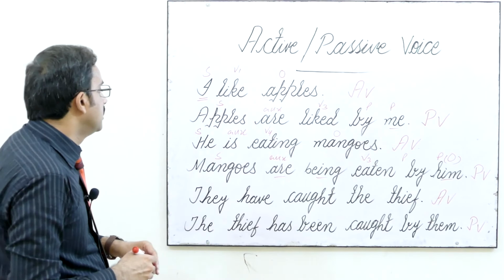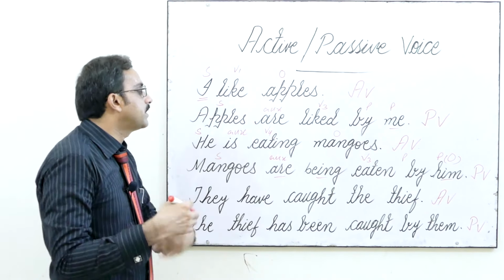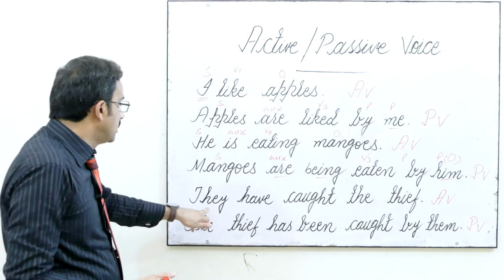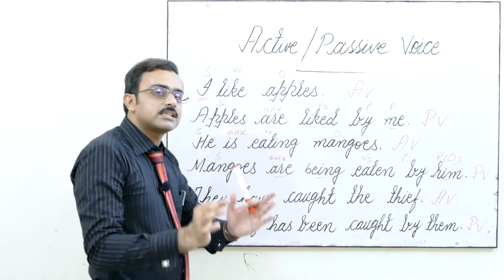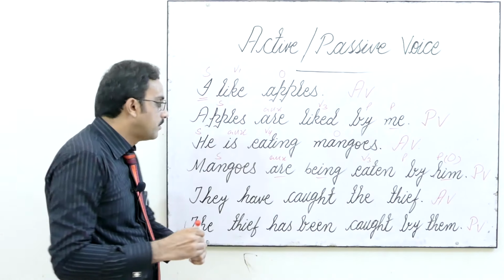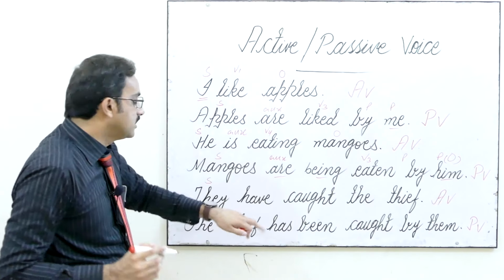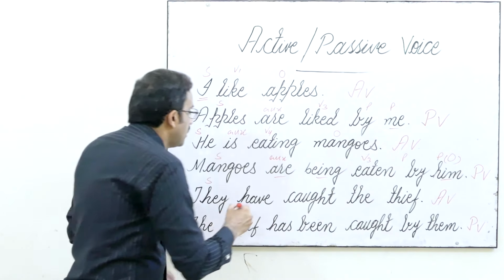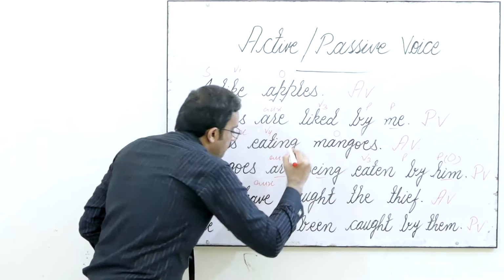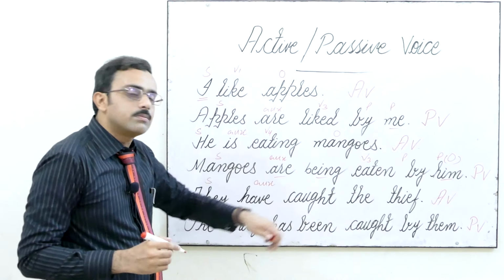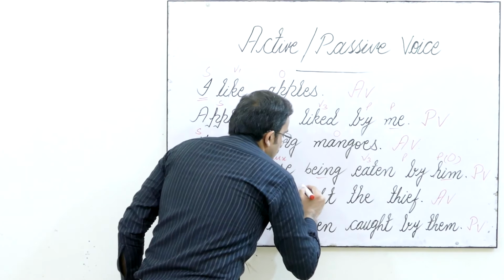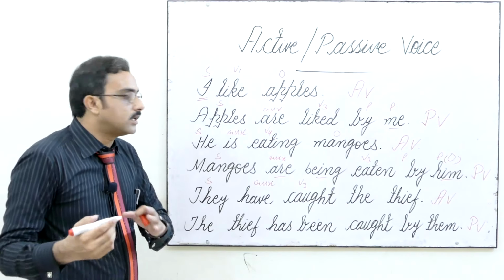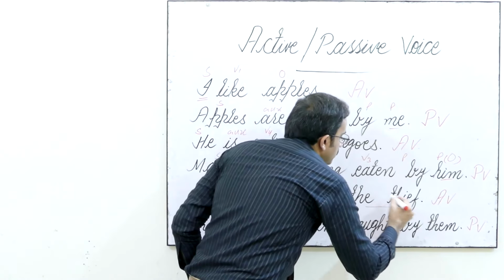Now look at your present perfect tense. They have caught the thief. Again, your doer, they, is prominent, meaning the action has been done by the performer. So they is your subject, in plural form. We used the auxiliary in present perfect tense, have. So this is your auxiliary. And then caught. Caught is your past participle, meaning third form. They have caught the thief. So the thief is your object.